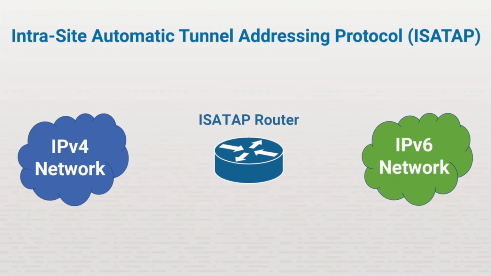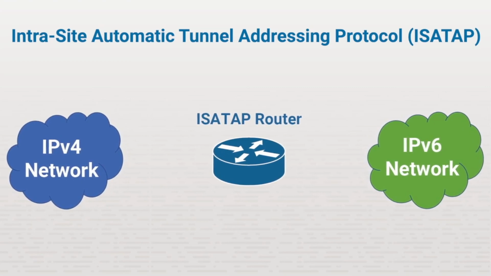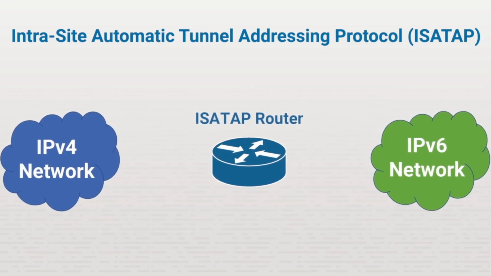Hosts on the IPv4 network only understand IPv4 packets, so they send IPv4 packets to the ISATAP router. The ISATAP router takes these packets and converts them into IPv6 packets to be sent to the IPv6 network. The router does the same in reverse, converting the packets from the IPv6 network into IPv4 packets. ISATAP is designed only for intrasite implementations and isn't used to transmit data over the internet.